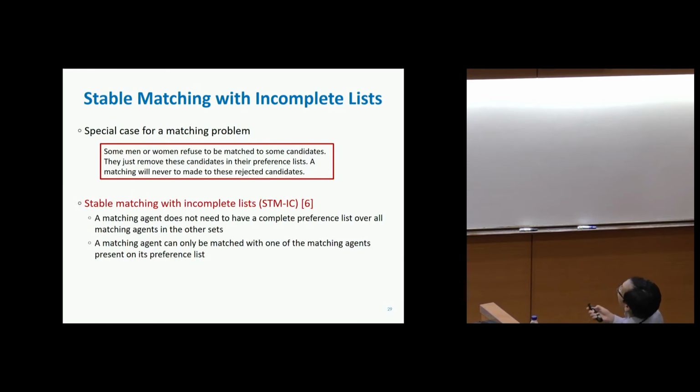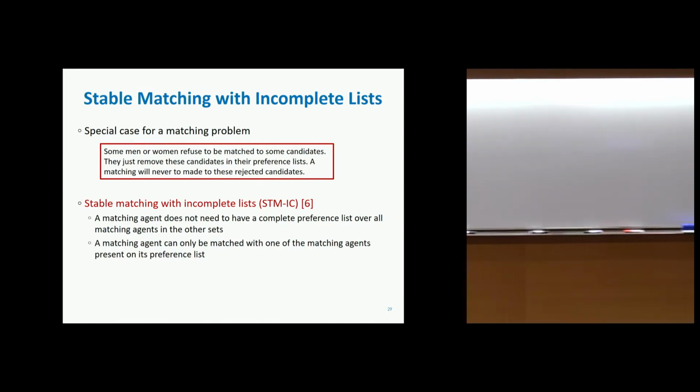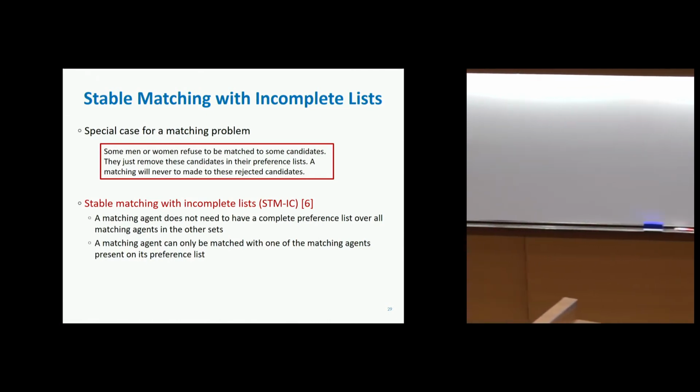Okay. So this is our first work. We come up with using these ideas. So in this case, a matching agent does not need to have a complete preference list over all the matching agents in another set. The other one is a matching agent can only match with one of the matching agents on its preference list.